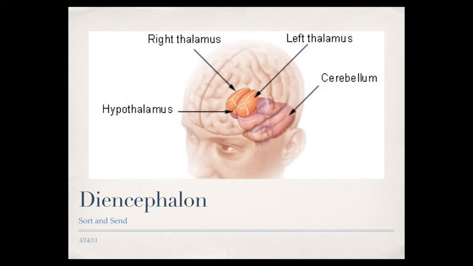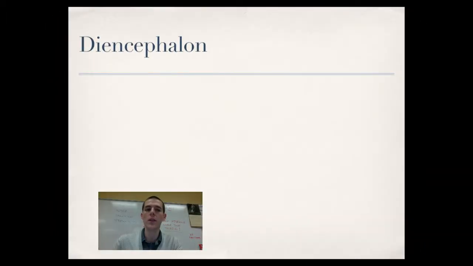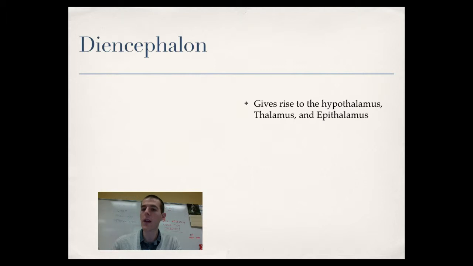Next up, we have the diencephalon, which is buried deep inside of the brain. You can see on the picture there, the cerebellum that I just talked about is down below it. The diencephalon is in charge of sorting and sending information to different parts of the cerebral cortex, and it includes the right thalamus, left thalamus, the hypothalamus, and the pituitary gland is an extension of the diencephalon. There are several specific things that go with the diencephalon. It gives rise to the hypothalamus, the thalamus, and the epithalamus. If you remember back to our last topic, you should be associating this with the endocrine system.